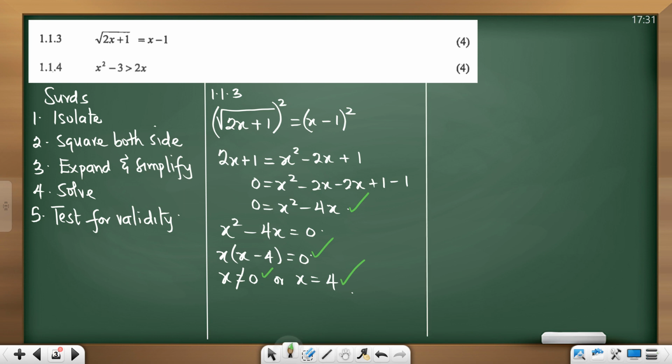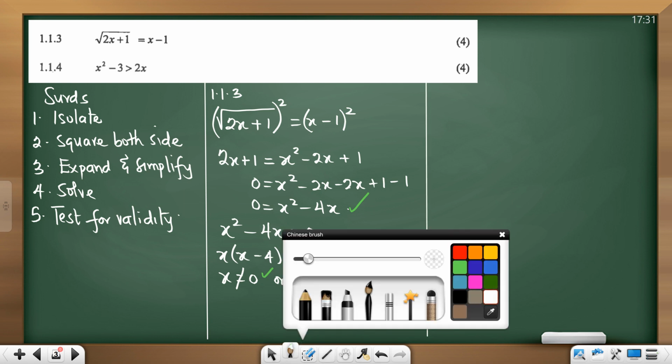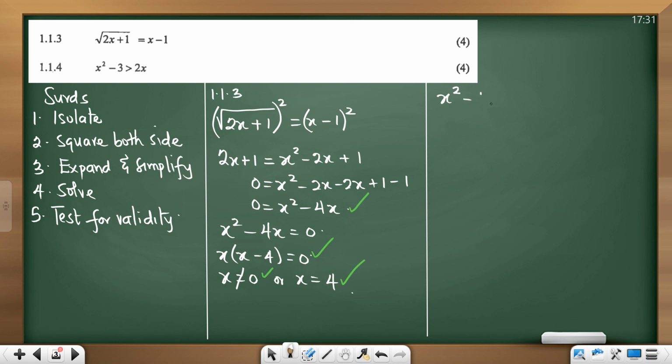All right. Number 4, x squared minus 3 greater than 2x. Please, very simple. Make sure the right-hand side is a 0. All right. So if you see any other question, please, we can add.